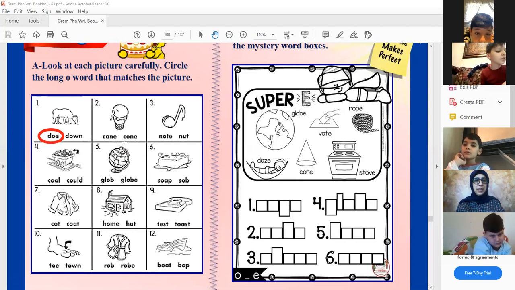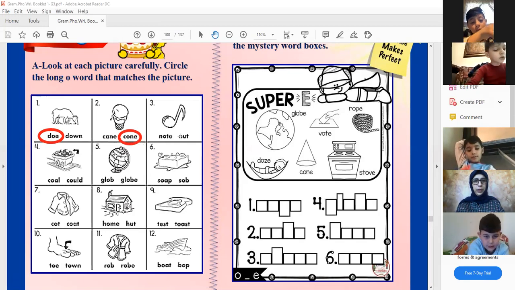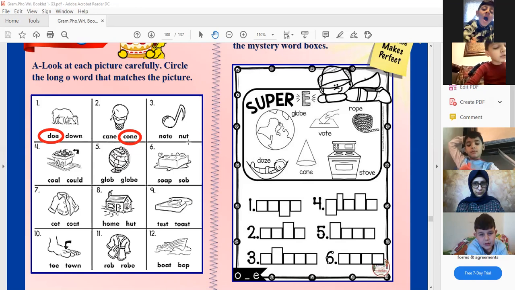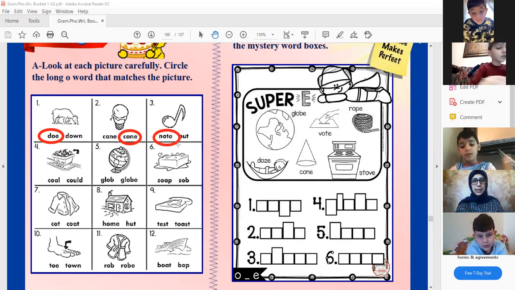Okay, continue number two, Zain. Cone. Yes, cone. Excellent. Number three, please. Note. Bravo. Note. Thank you, Zain. Please mute yourself, Zain.